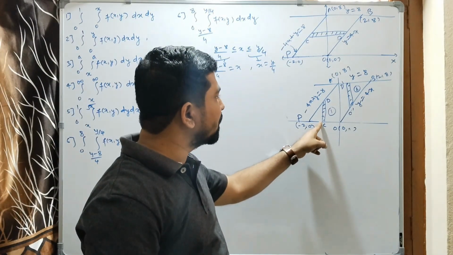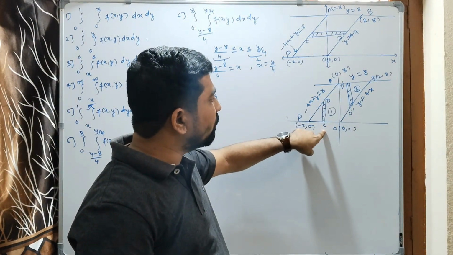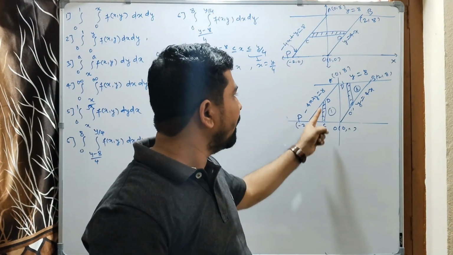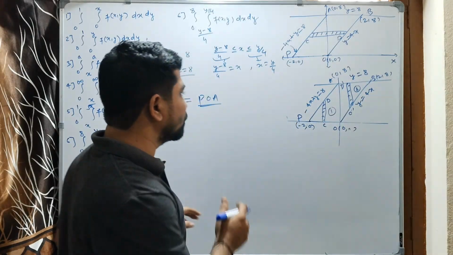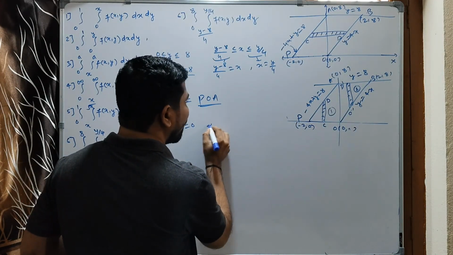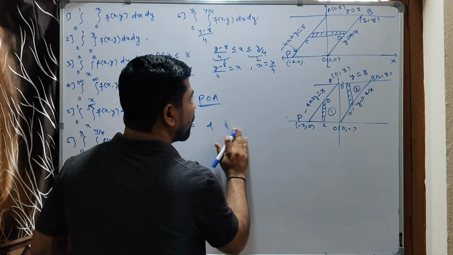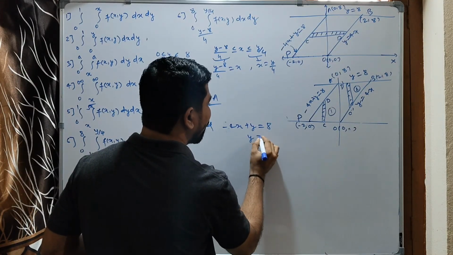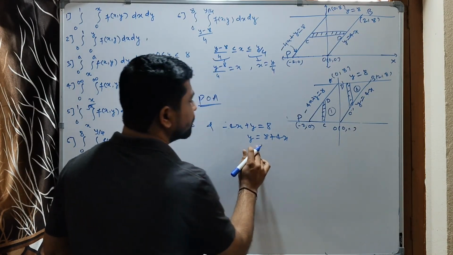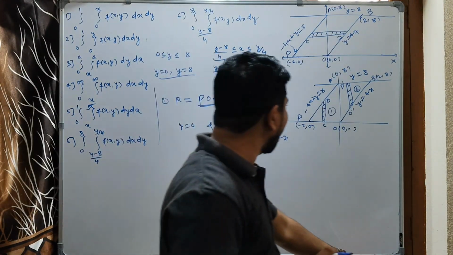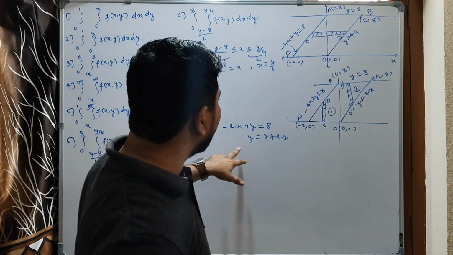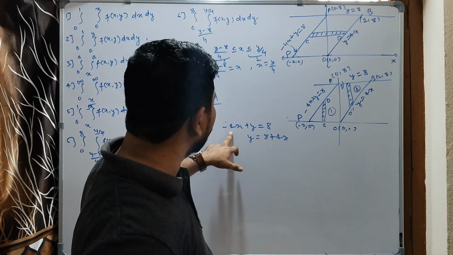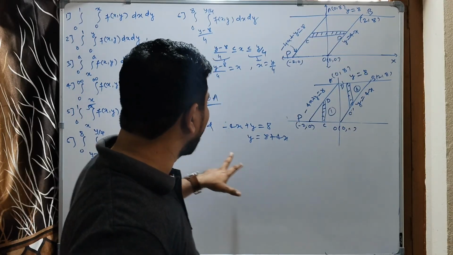In this triangle POA, the strip CD which is parallel to the y axis starts from the x axis and terminates on this line. So on the x axis y equal to 0, and I want to find the general value of y at this point. Minus 4x plus y is equal to 8. Therefore y equal to 8 plus 4x. So this is the value of y.